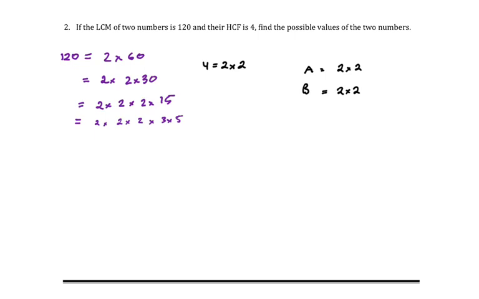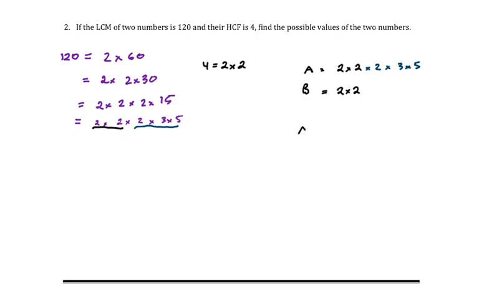So, the lowest common multiple, 2 times 2 times 2 times 3 times 5, well, we've already written the 2 times 2 part. So now we need to spread out the final 2 times 3 times 5 amongst A and B. Okay? So I could just write them all next to A. So that would be one possible pair whose HCF, highest common factor, is 4, and whose lowest common multiple is 120. This is not the only answer, it's one of the answers.